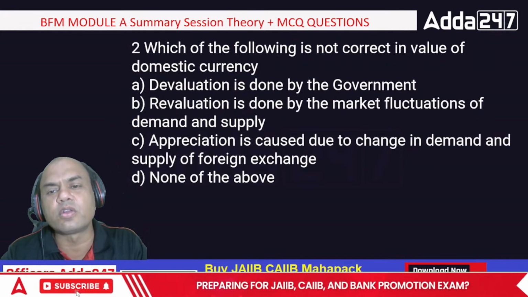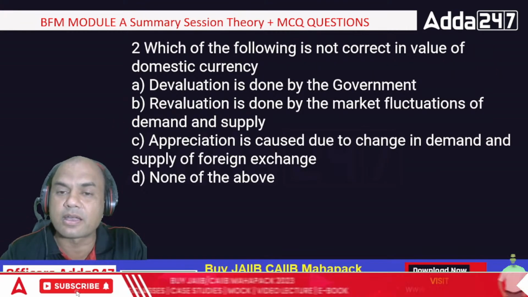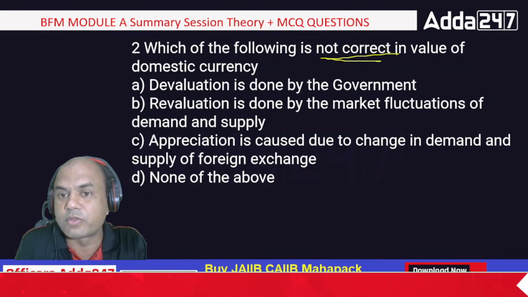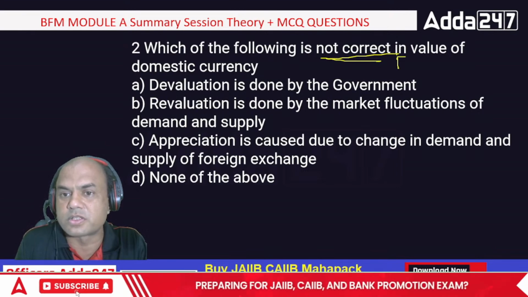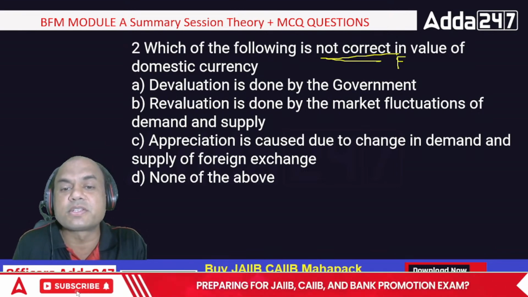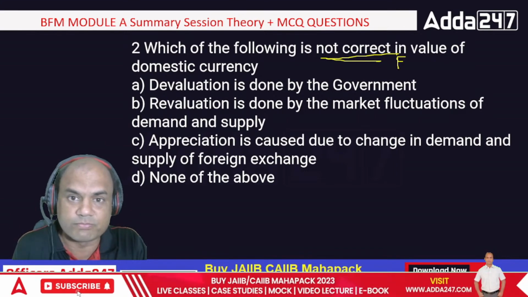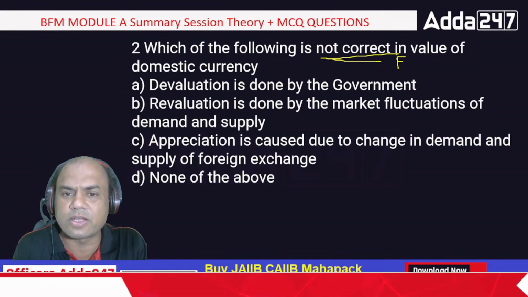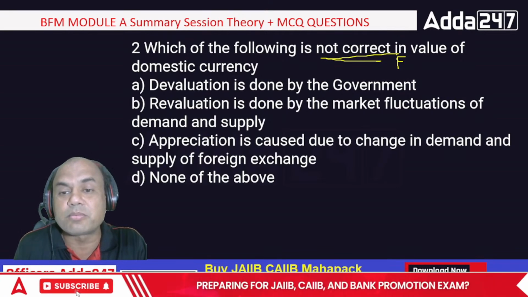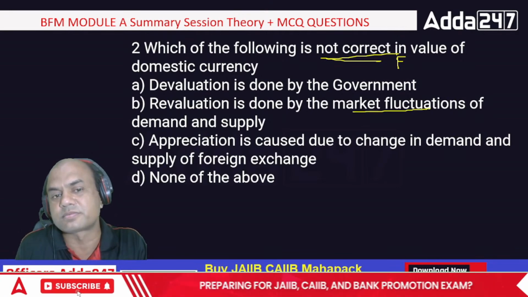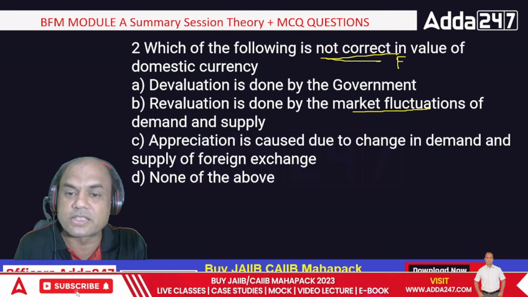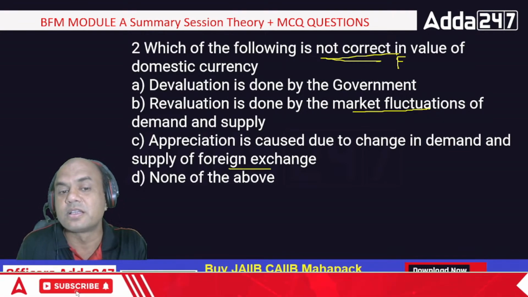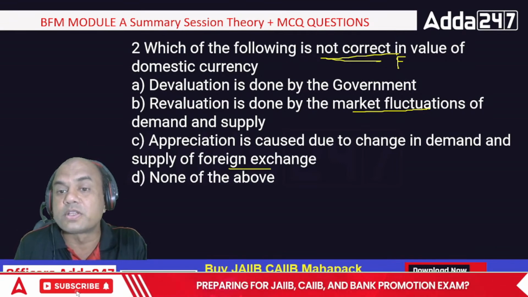Which of the following is not correct in value of the domestic currency? Not correct. Okay. Not correct. We want not means we want false. Okay. What is false? Let's see. Devaluation is done by the government. So will government do it? Yes. Government means what? Revaluation and devaluation. Revaluation is done by the market fluctuations. Appreciation is done by the change in the demand and supply of the foreign exchange. And none of the above. So which of them is not true?